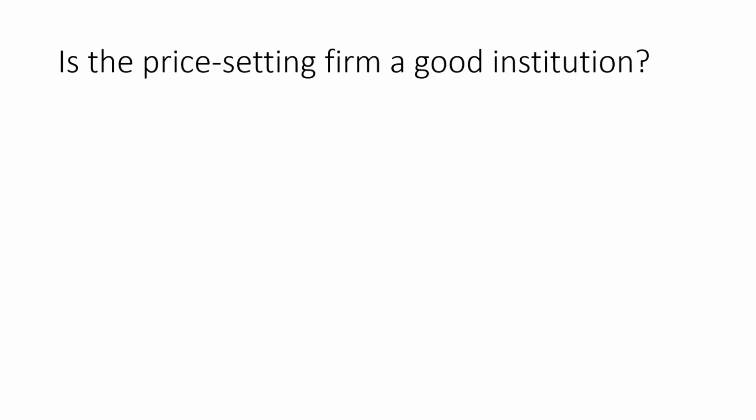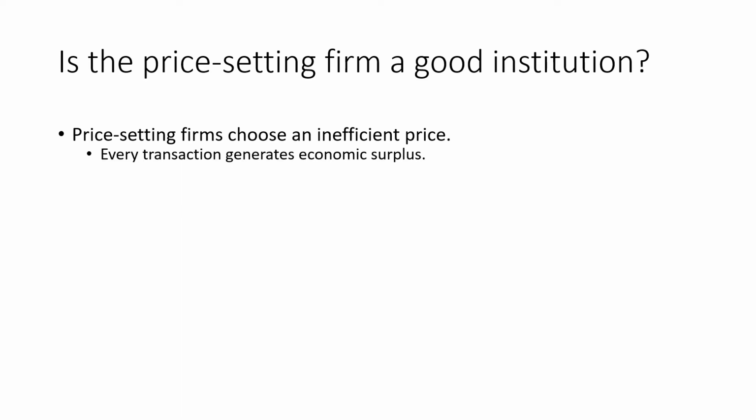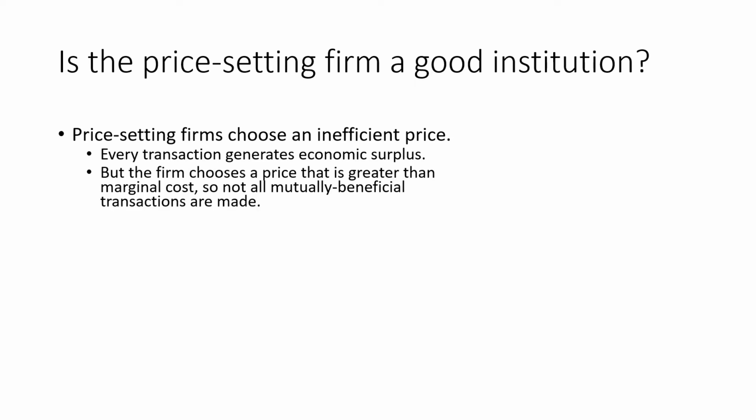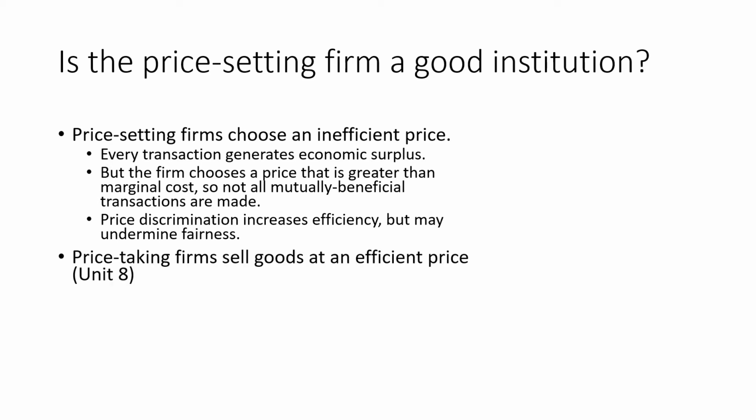Here you can pause the video for a second and think about whether the price-setting firm is a good institution or not. Price-setting firms choose an inefficient price. Every transaction generates economic surplus, but the firm chooses a price that is greater than marginal cost, so not all mutually beneficial transactions are made. Price discrimination increases efficiency but may undermine fairness.